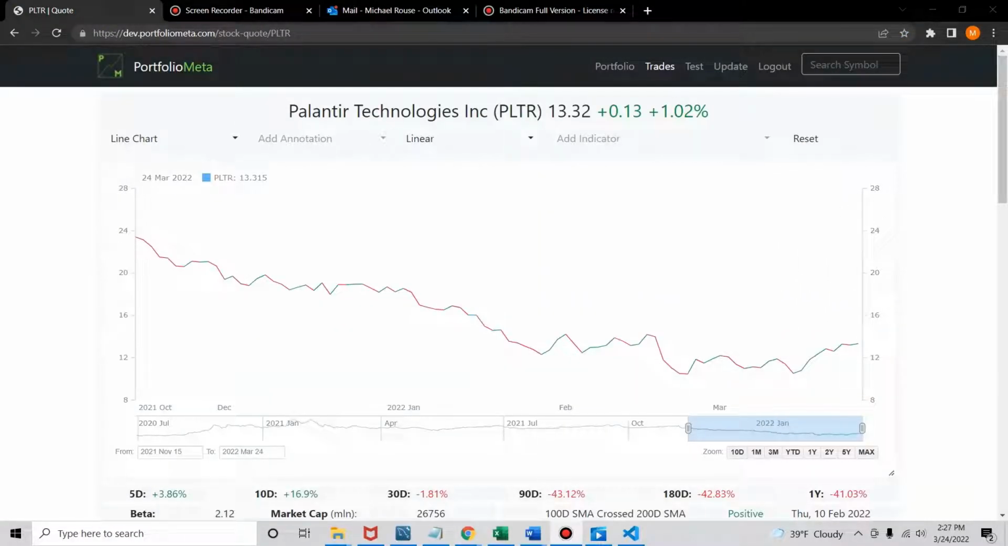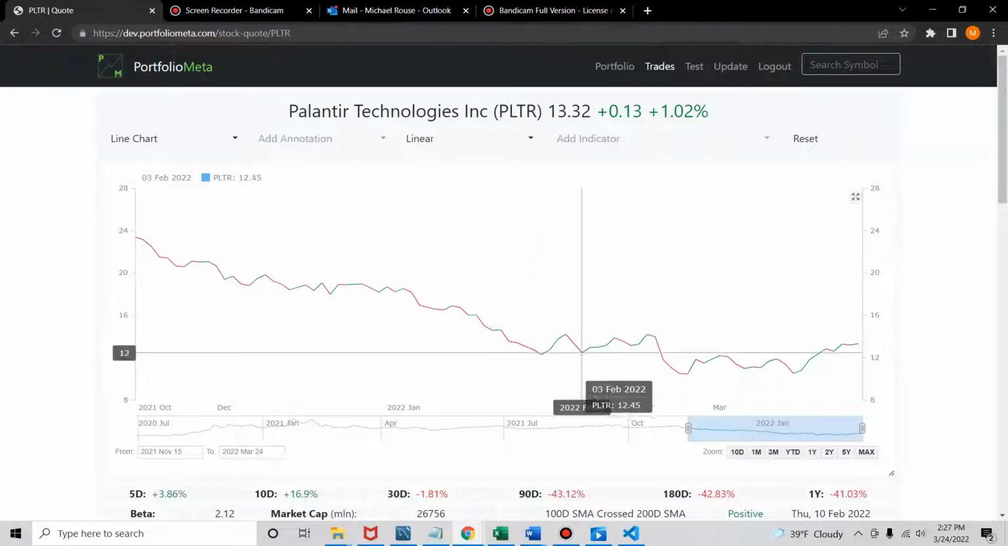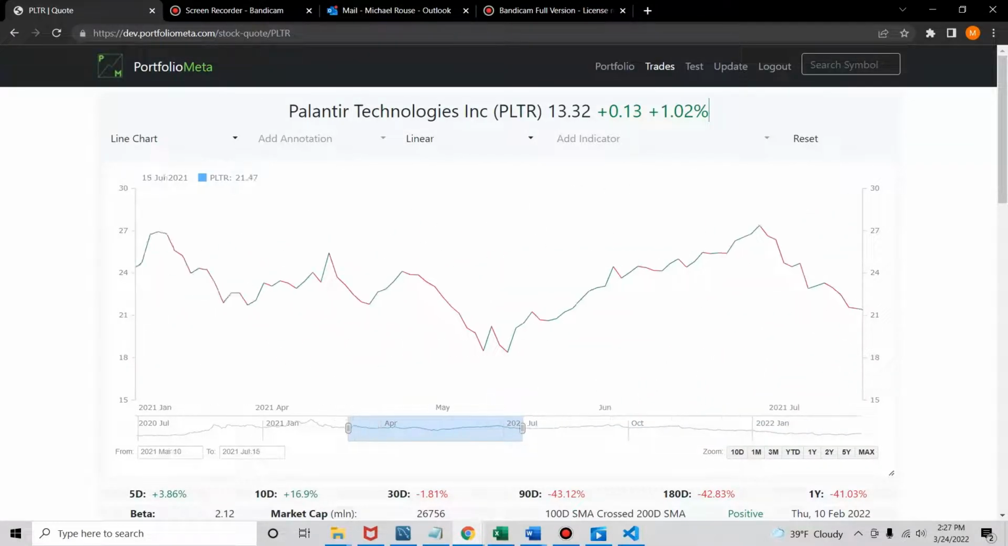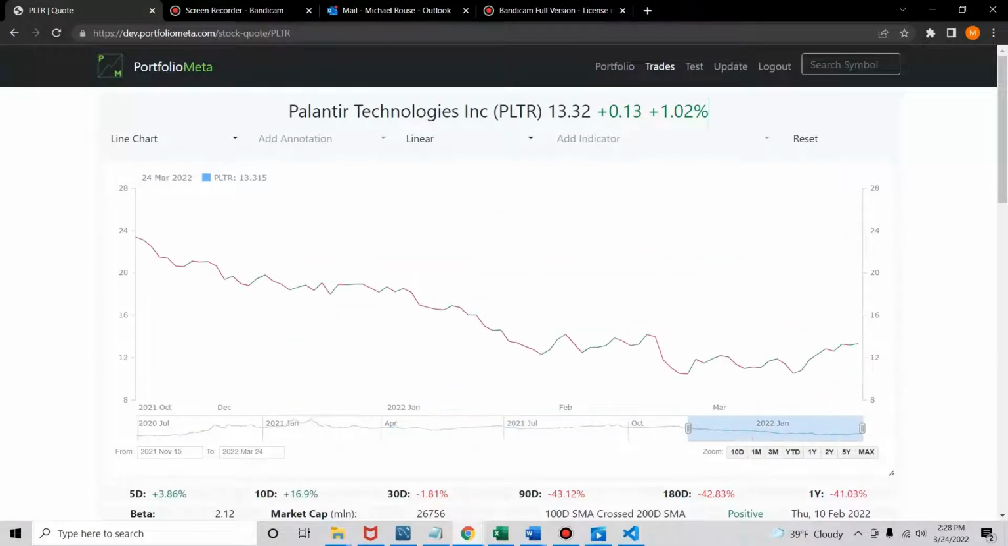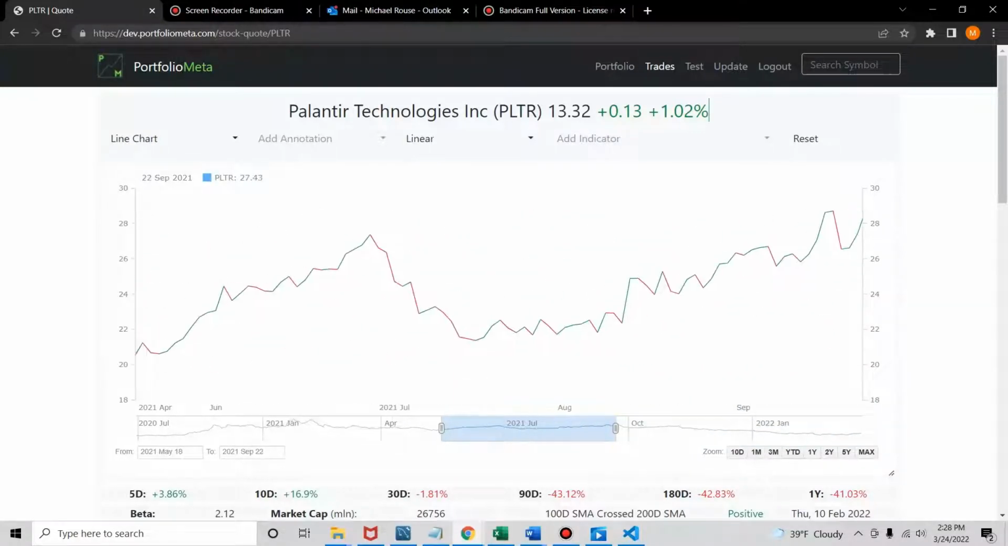All right, one last thing to show here is our quotes page. So we just search Palantir in the search bar, and this is a quote page. This is a nice little chart for you, very interactive, very customizable, very powerful. You can scroll the window, adjust the size of it.